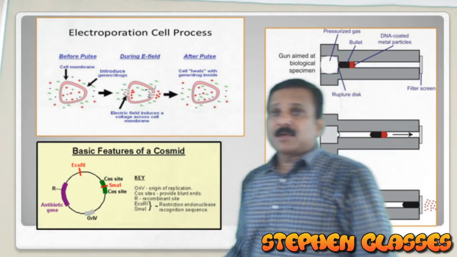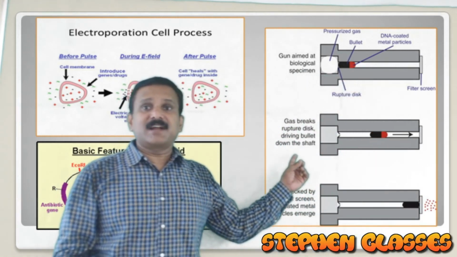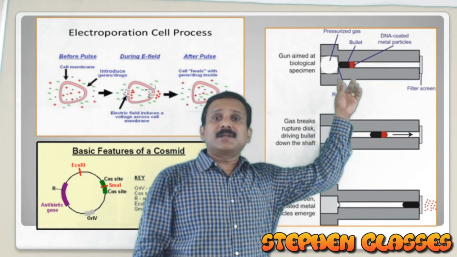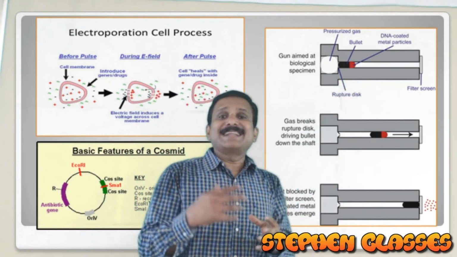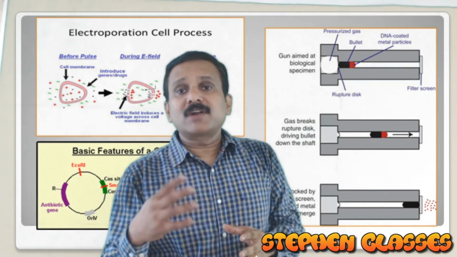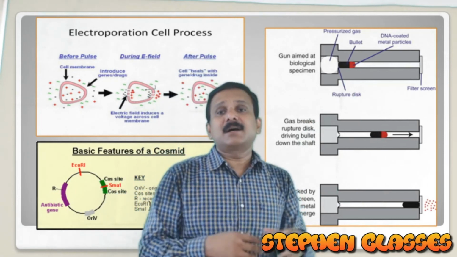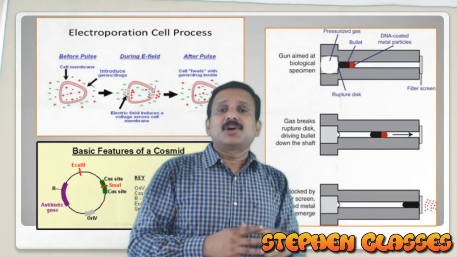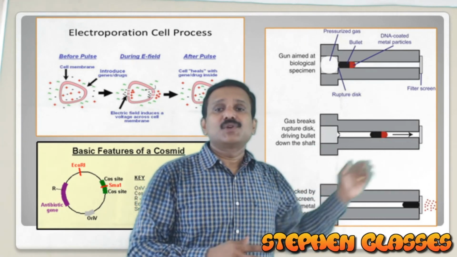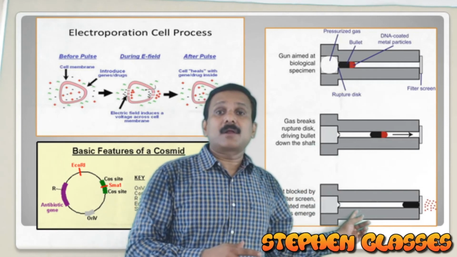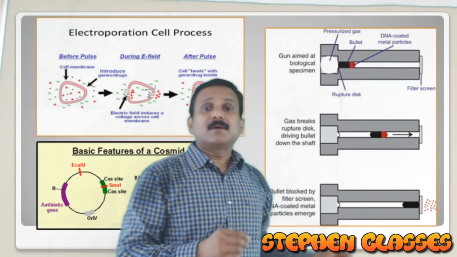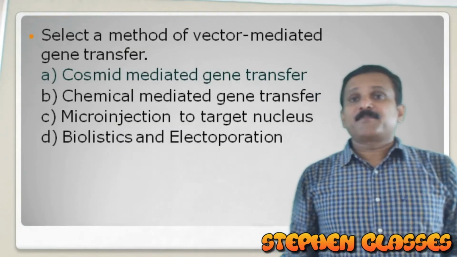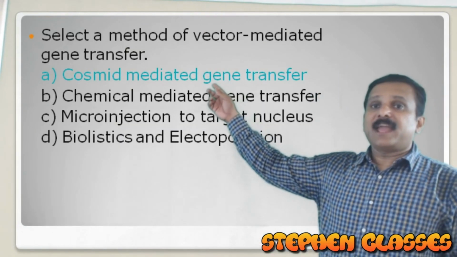And now here in this portion you can see the gene gun method or biolistic method, where DNA coated onto pellets, gold or tungsten can be used as pellets here, and they are literally shot into the target cell. So that is the gene gun method or biolistics method. Okay, now coming to our question, our answer will be option A.